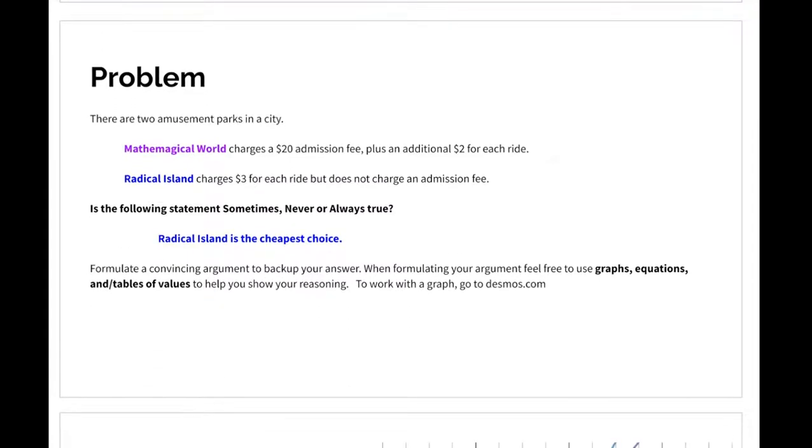And the problem in this case is that there are two amusement parks in a city. Mathemagical World, which charges a $20 admission fee, plus an additional $2 for each ride. And Radical Island, which charges $3 for each ride, but does not charge an admission fee. So the question is the following statement sometimes, never, or always true? And that statement is that Radical Island is the cheapest choice.